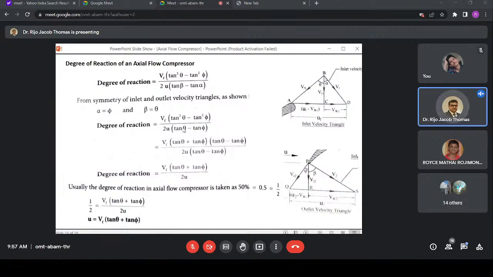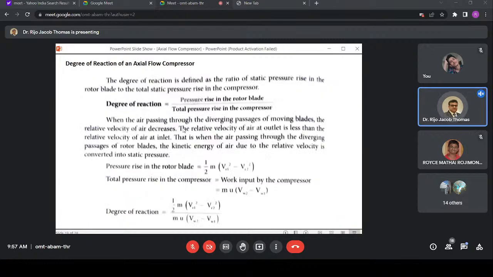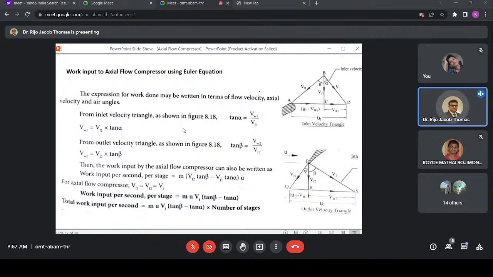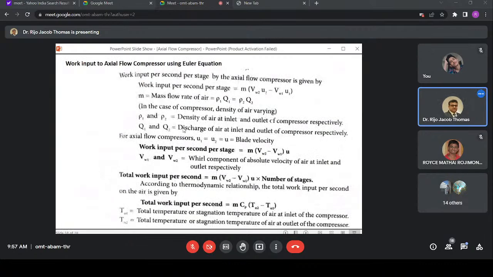Okay, so you jot down these equations, because we need to solve a problem. So you write this equation, that is, work input per second, in terms of VW1, then in terms of flow velocity.